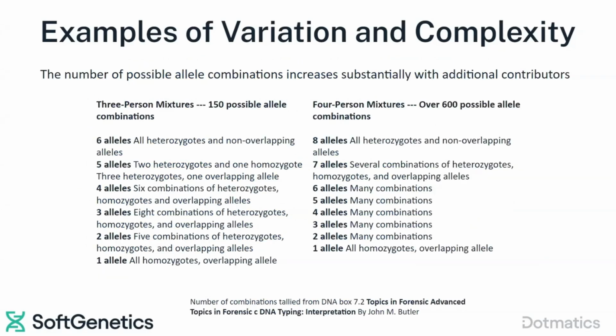If we go to a 3-contributor mixture, now we've gone to 150 possible allele combinations. And a 4-person mixture has over 600 possible allele combinations. So it becomes very evident that an individual person would have extreme difficulty in considering the different allele combinations, stacking, peak height variations, stutter, dropout, drop-in, in mixtures that are 3-person or higher.